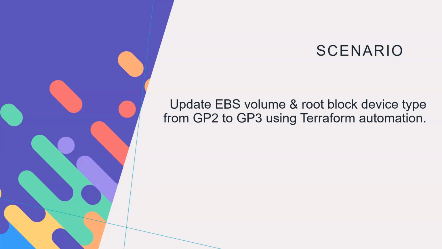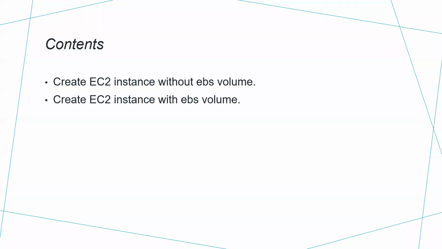Because GP3 has some advantages compared to GP2, you can make use of Terraform to update the EBS volume type as well as the root block device from GP2 to GP3. So let us see what the contents are. Here we are going to create an EC2 instance without EBS volume. Then next we are going to create an EC2 instance with EBS volume, and also we are changing the type from GP2 to GP3 of the EBS volume as well as the root block device.